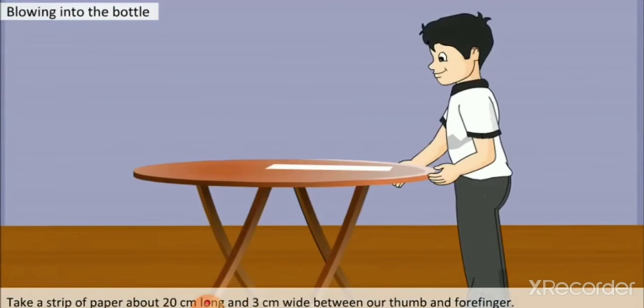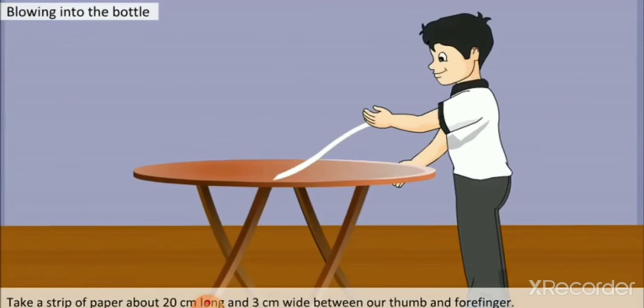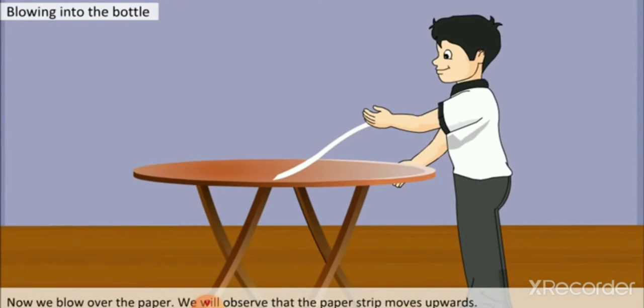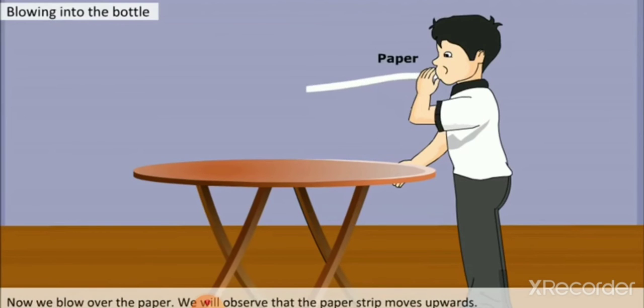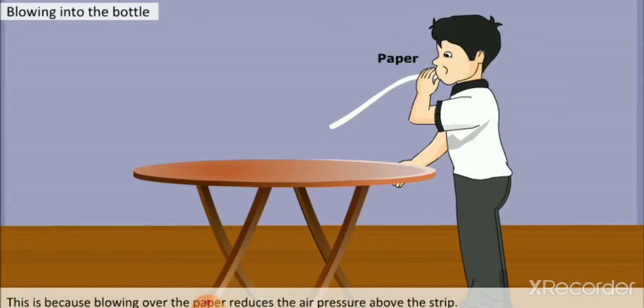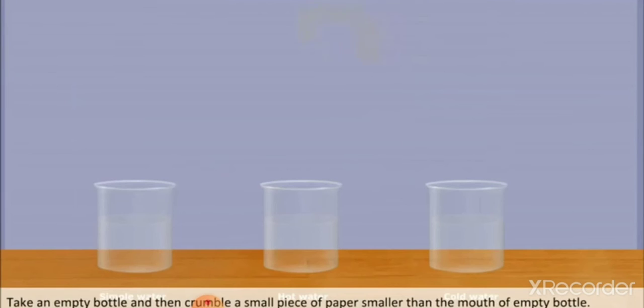So now the next is take a strip of paper about 20 cm long and 3 cm wide. Now you will blow the air over it and the paper strip moves upward. So why will the strip go upward? Because blowing over the paper reduces the air pressure.